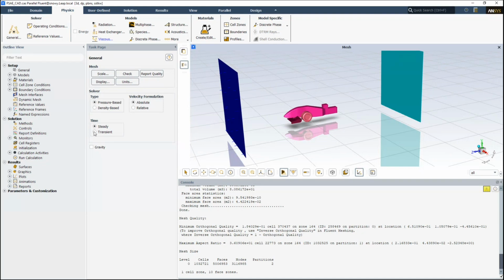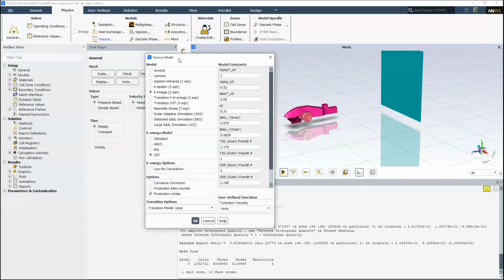And we're doing a steady state simulation. So all of those we're keeping as defaults. Then we're going to come into here and look at these different models. The one of interest for us today is viscous, and basically that's just our turbulence model.